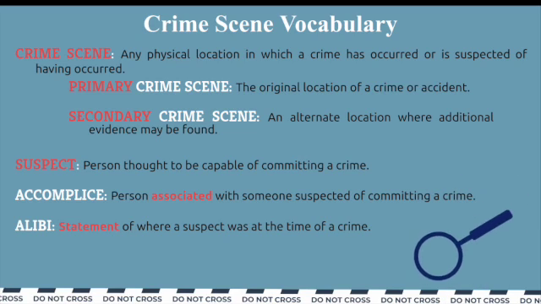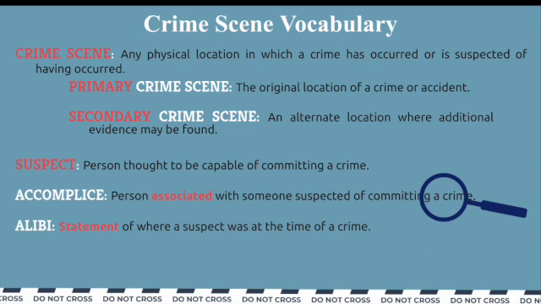So suspect is the person you think committed the crime. The accomplice is the person who helped. The alibi is pretty much the statement of where they were at the time of the crime. Now, if you've watched any crime shows, you probably have a pretty good idea of suspect, accomplice, and alibi.